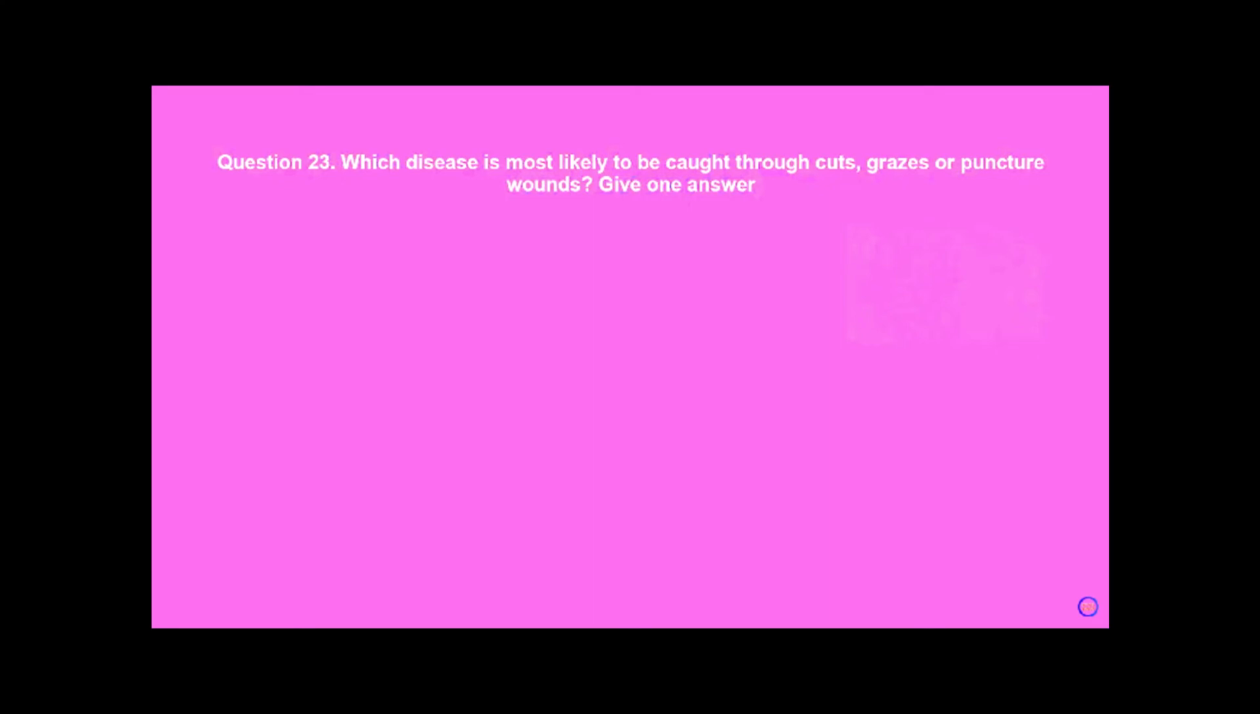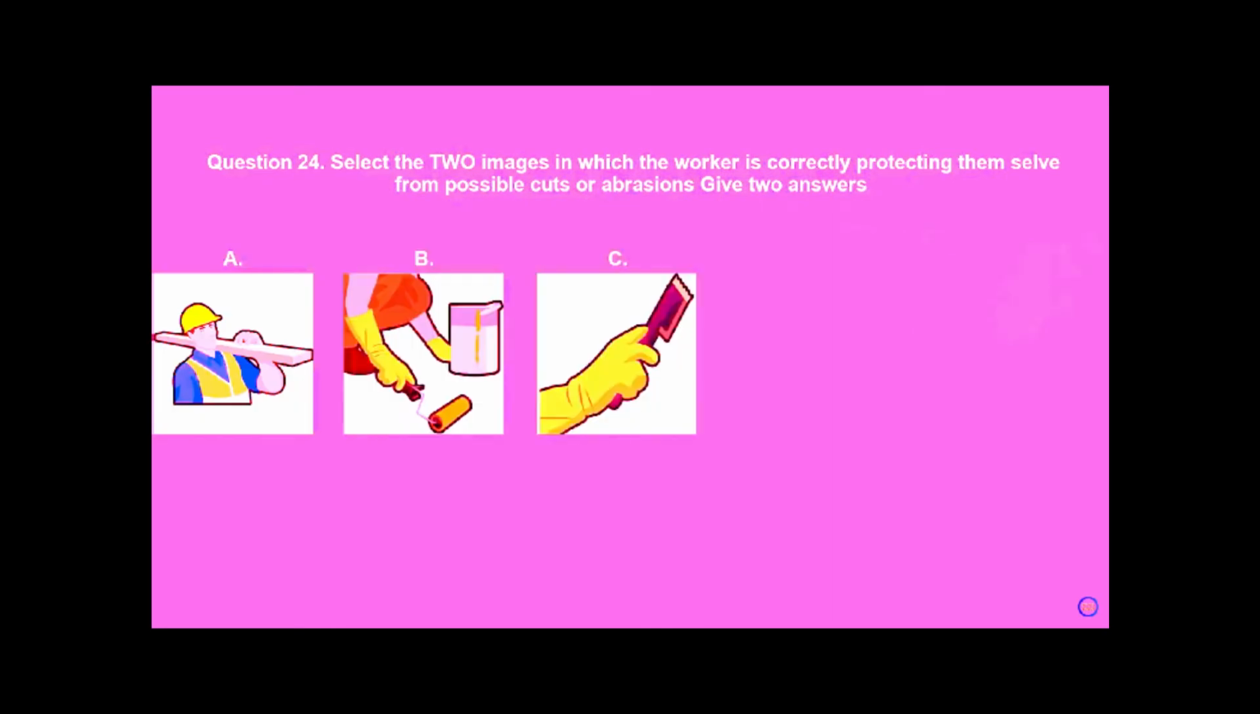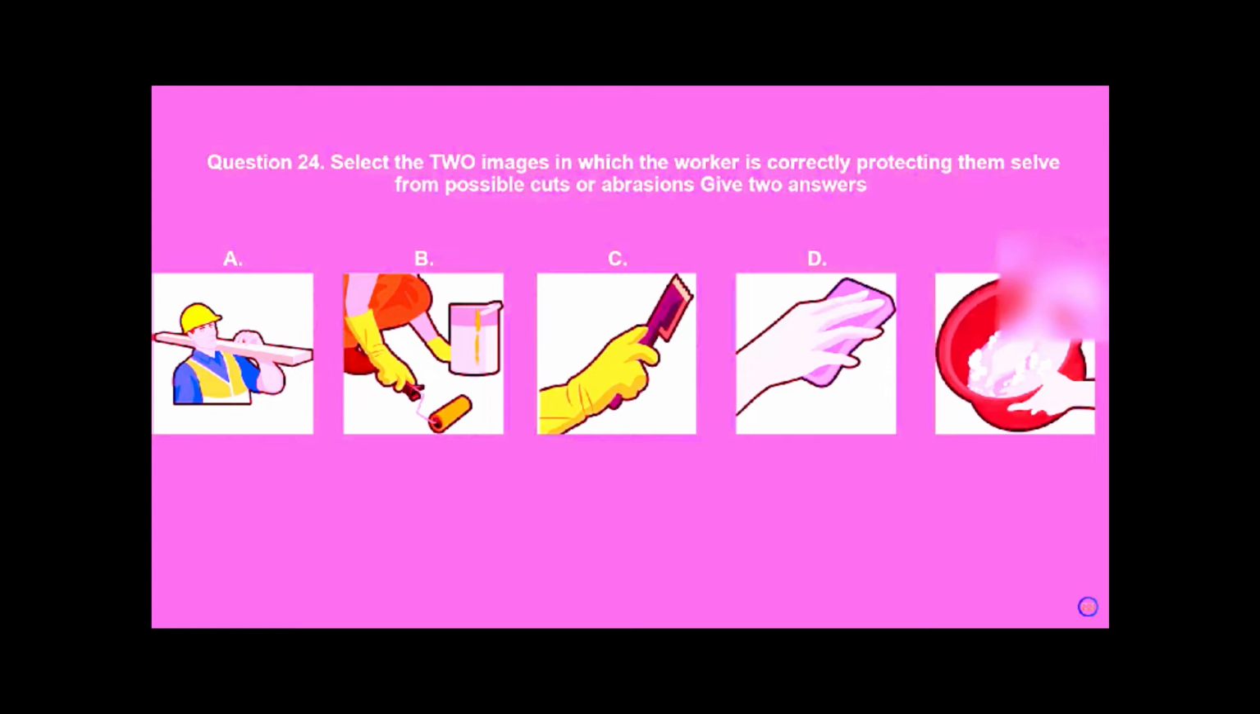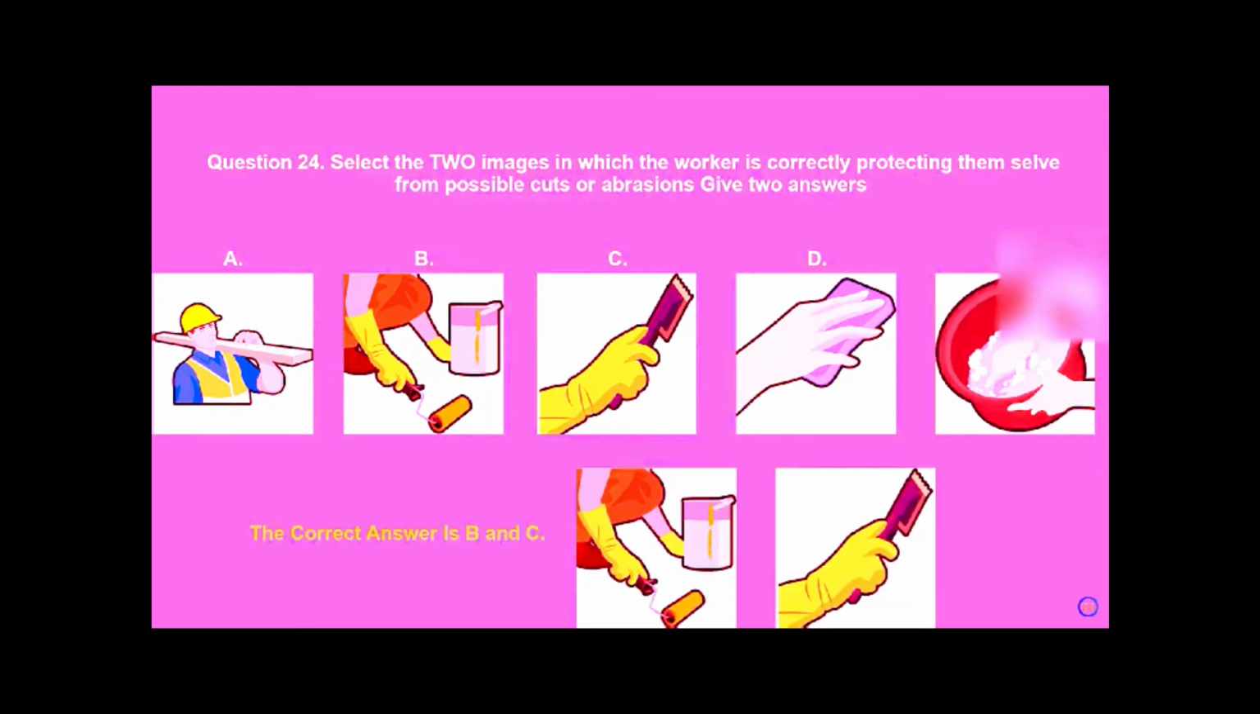Question 23. Which disease is most likely to be caught through cuts, grazes or puncture wounds? Give one answer. A. Cancer. B. Dermatitis. C. Legionella. D. Tetanus. The correct answer is D. Tetanus. Question 24. Select the two images in which the worker is correctly protecting themselves from possible cuts or abrasions. Give two answers. A. B. C. D. E. The correct answer is B and C.